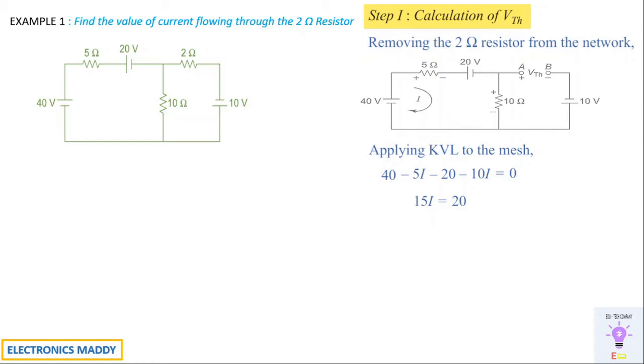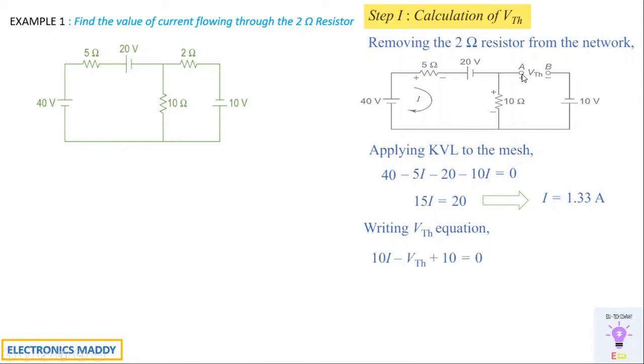Our next step is to simplify this, and we'll be finding the value of I, that is nothing but 1.33 amps in this case. Once this is done, we will be writing the VTH equation, which is very important. We are supposed to find VTH, that is our objective, isn't it? So what is the voltage that is appearing across this point? That's the big question.